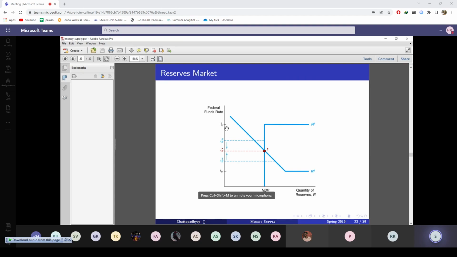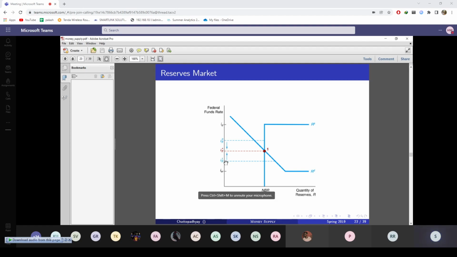Can the market interest rate go above ID? No, because when the market interest rate goes above ID, you simply go to the central bank and borrow funds at ID, and the market interest rate will become ID. So ID over here is basically the ceiling of the nominal interest rate. The floor of the market interest rate is IER, the ceiling of the market interest rate is ID, and the interest rate should lie between ID and IER.